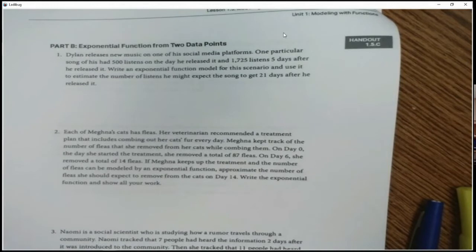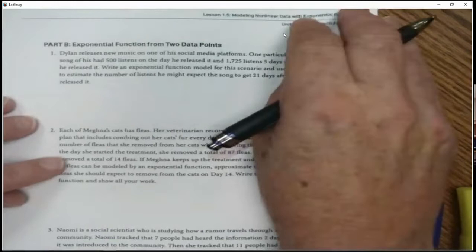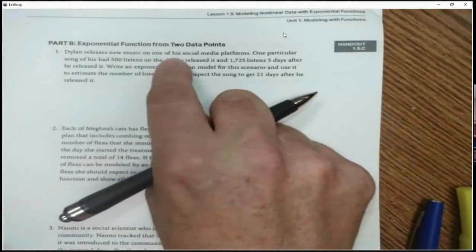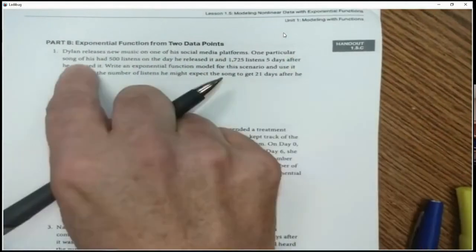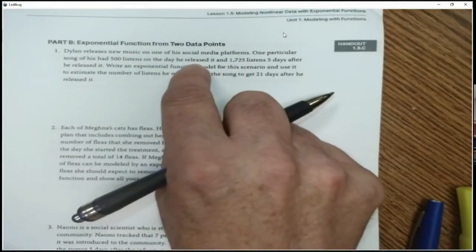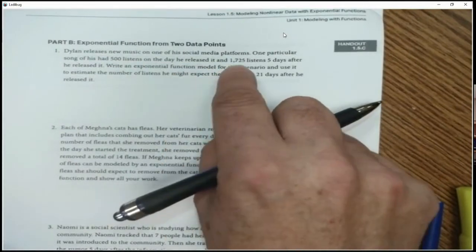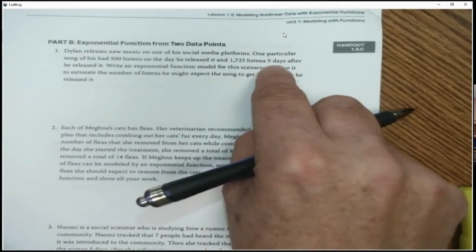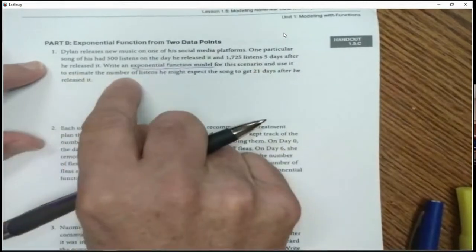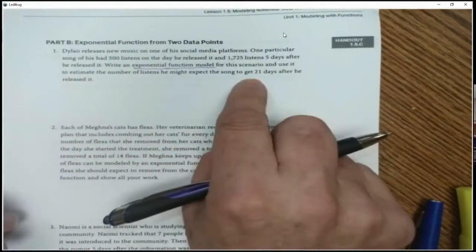So if we have 2 points, you're going to pay attention to this one because it's a little different. Dylan releases new music on one of his social media platforms. One particular song of his had 500 listens on the day he released it. So that's day 0. That's the day he released it. And 1,725 listens 5 days after he released it. Write an exponential function model for the scenario, and use it to estimate the number of listens he might expect to get at day 21.